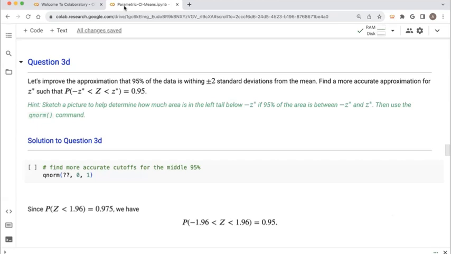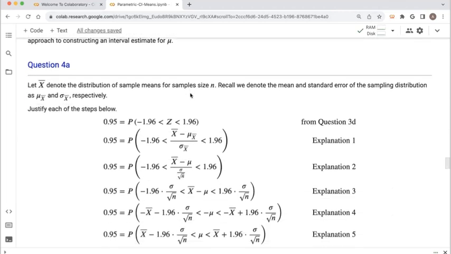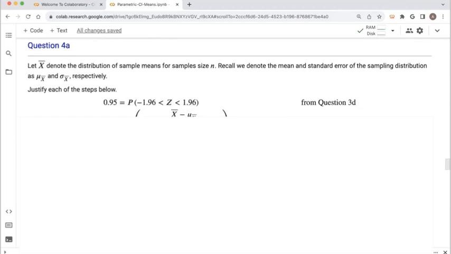Okay, so let's see how we can use this observation to help us construct confidence intervals to estimate a population mean. So question 4 is going to take us through the process. So I start with this observation that 95% of the values under a normal distribution are within 1.96, not exactly 2, but 1.96 standard deviations above and below the mean.